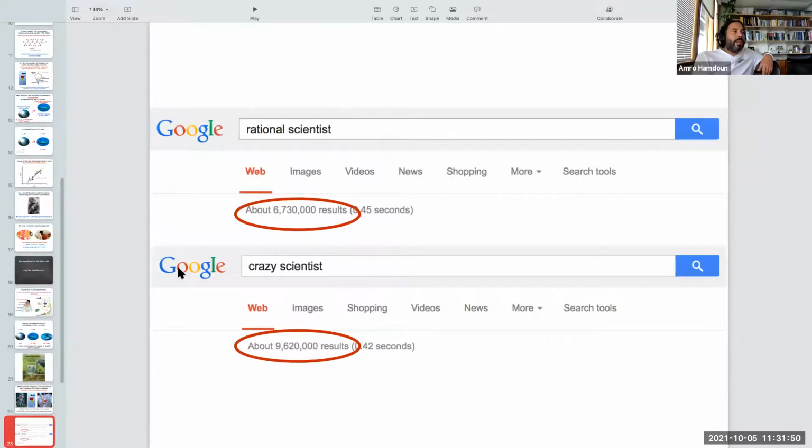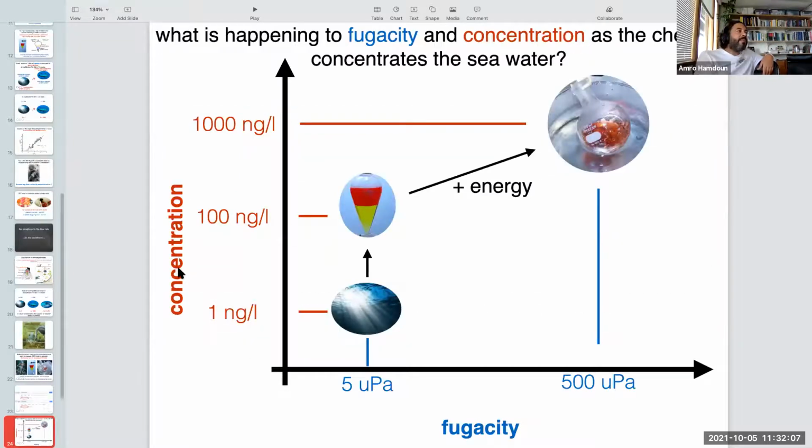Oh, by the way, you're wondering why I've used that picture, and I just want to point out this is kind of the skew in our society. If you type in rational scientist, you get 6 million, 7 million results. You type in crazy scientist, you get 9.6 million. So it's pretty interesting.